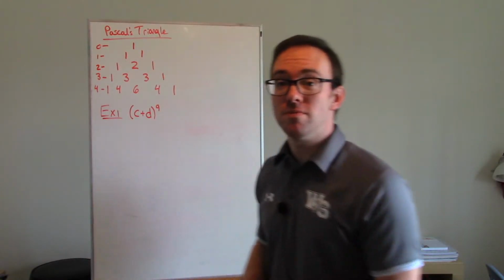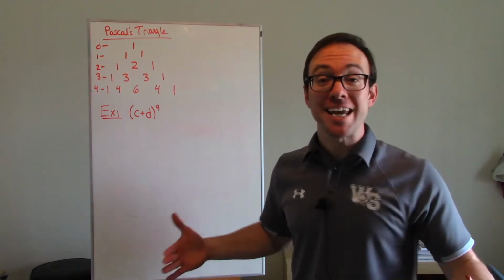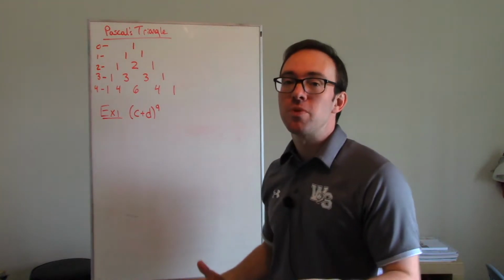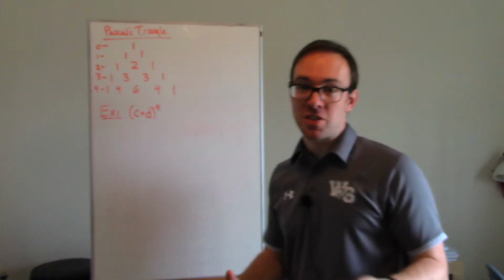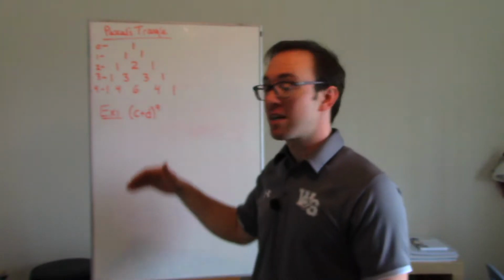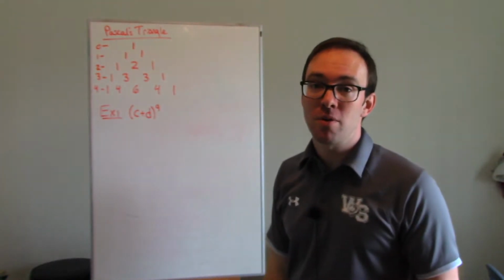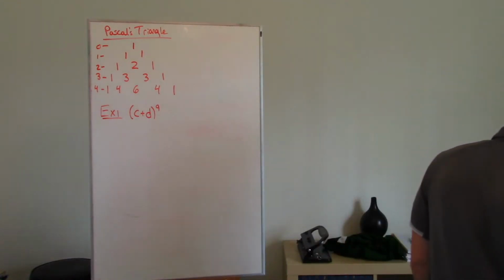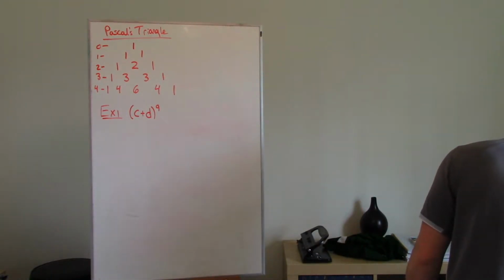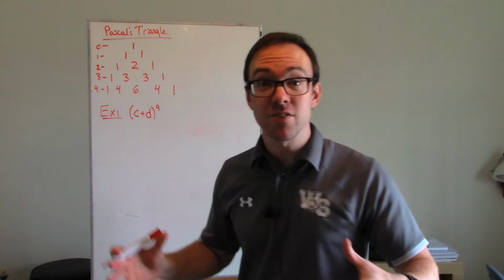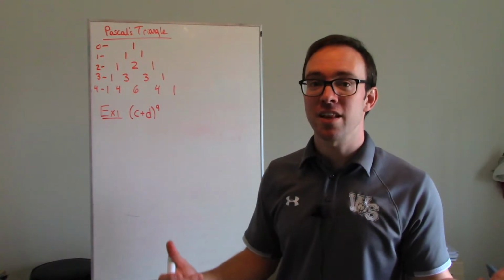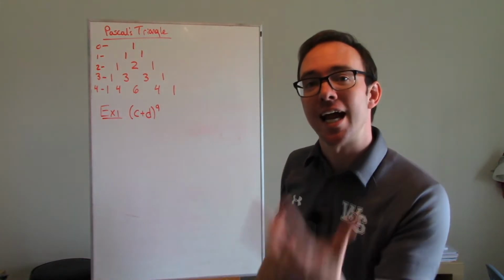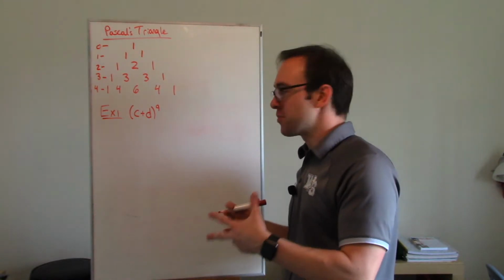So example 1, we're going to expand c plus d, in parentheses, to the 9th power. So c plus d to the 9th power, which means we have to go to the 9th level of Pascal's triangle. Just to make it easier, you can do it by hand and go ahead and go down to the 9th level. I'm going to just put the 9th level up here so that we have it, and then we'll look at how we go from there.